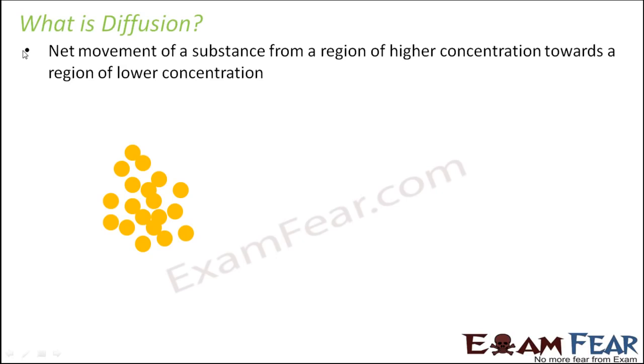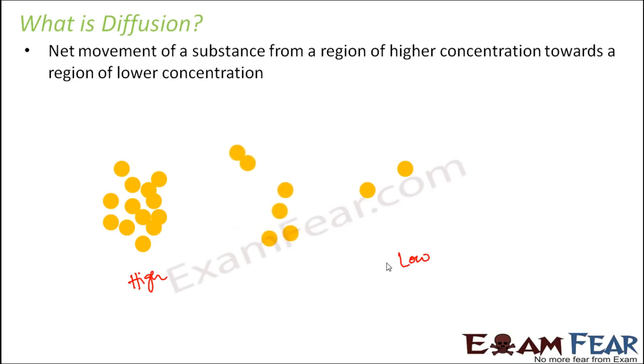For example, let us suppose this is a region where the concentration is very high and this is a region where the concentration of the particles is low. As you can see, the number of particles in this region is more and the number of particles in this region is less. So the concentration is high here and it is low here. The concept of diffusion says that particles will start moving from the region of high concentration towards the region of low concentration. Now, what kind of substance am I talking about?